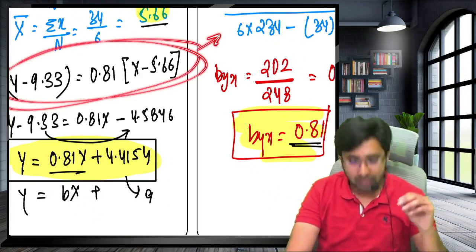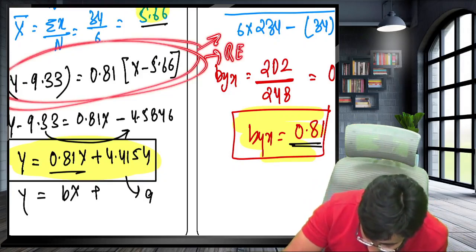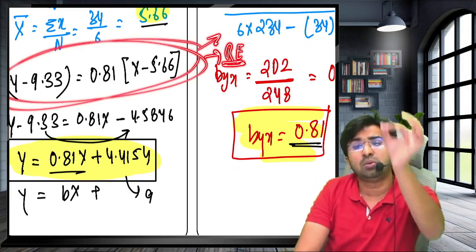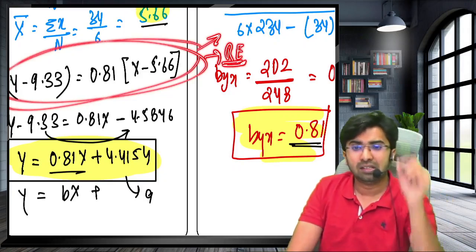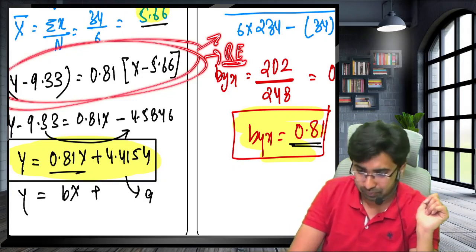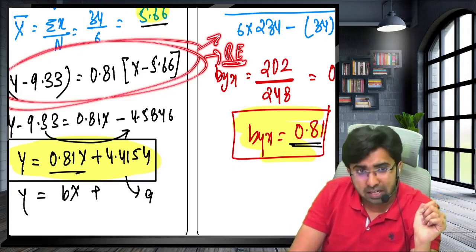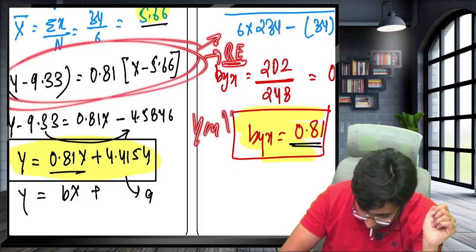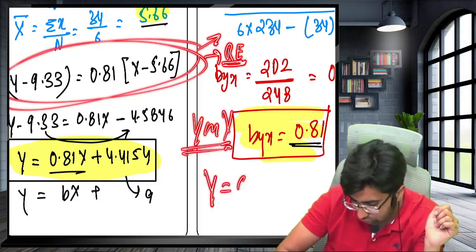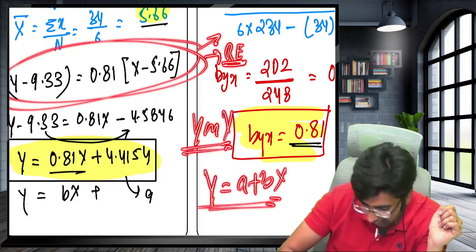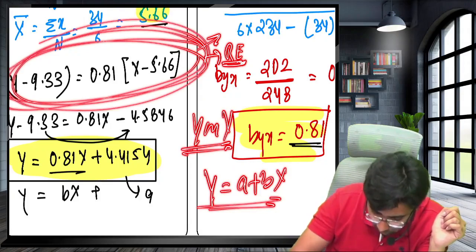I have constructed my regression equation. This is my regression equation only. But this is not a good presentation, Sanjay, because I need to present y on x. And how to make y on x? y is equal to a plus bx. Have you presented your answer in the form of y equals a plus bx over here?